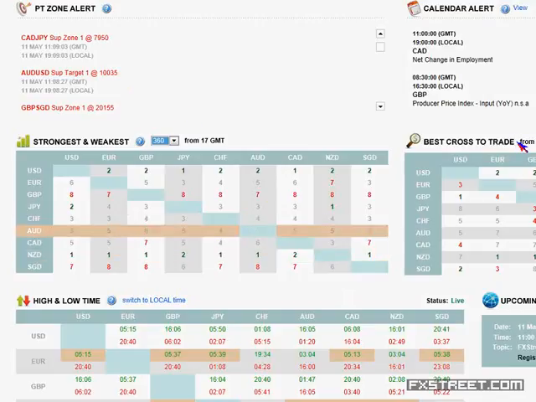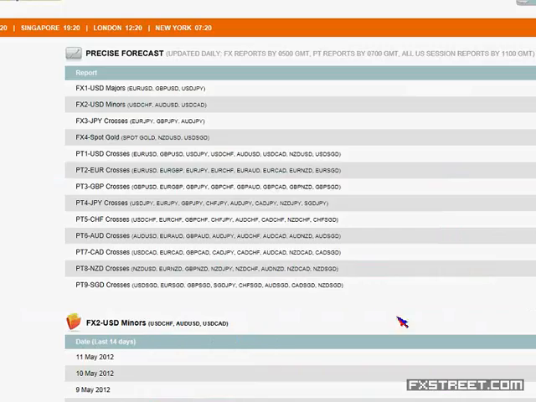On your right, we have the best cross to trade. Let's say I choose Aussie. In fact, Aussie US is the second best cross to trade at this moment, so I would want to trade on that. Okay, let's look at the zones and decide whether to be a buyer or a seller.